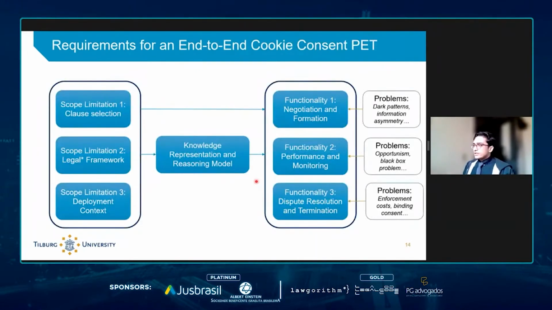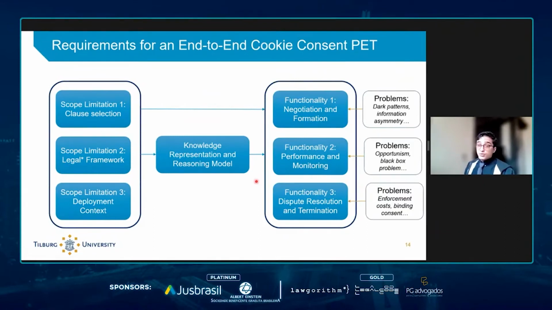I'm going to go through the rest quickly because I'm running short on time. Based on this analysis, we created a framework for our next steps. These are the steps that we personally went through in the selection of the design requirements for an end-to-end consent management PET. The first step was the selection of a clause. Rather than dealing with the whole privacy policy, we decided to deal with the smallest subset of terms relating to cookies.